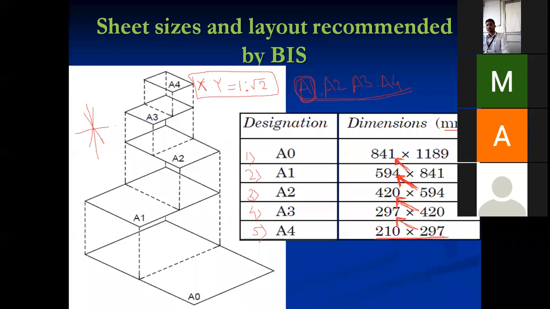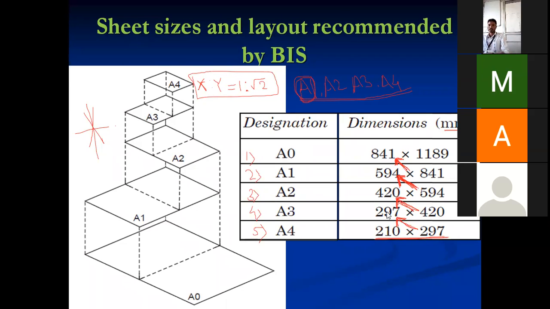So which are the different drawing sheet sizes? A0, A1, A2, A3, A4. That you have to remember. Their sizes also you have to remember. This one is most important. A0, A1, A2, A3, A4. A4 you have to remember.